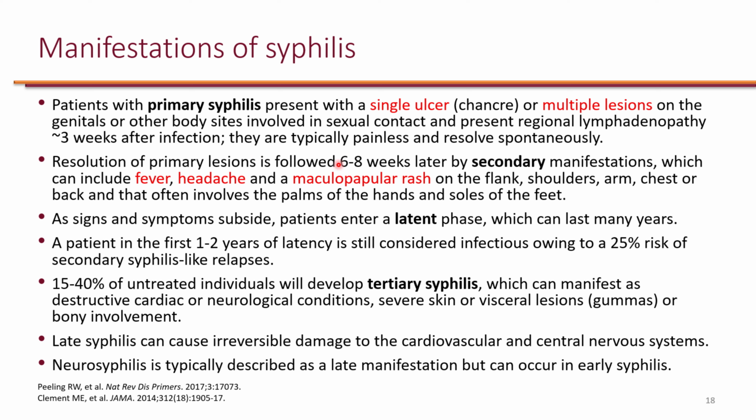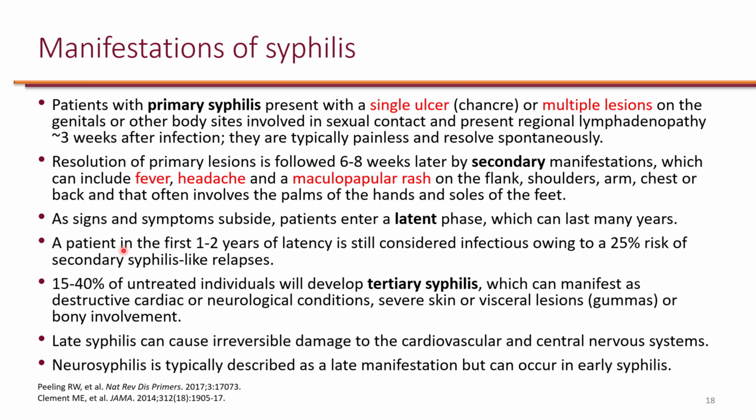So this is essentially a little more severe, because the bacteria will grow everywhere in the body. So some of the manifestations that come up next include fever, headache, and rash. Especially when you see a specific circular rash, small rashes on the flank, shoulders, arm, chest, or back. And typically on the palms of the hands or soles of the feet.